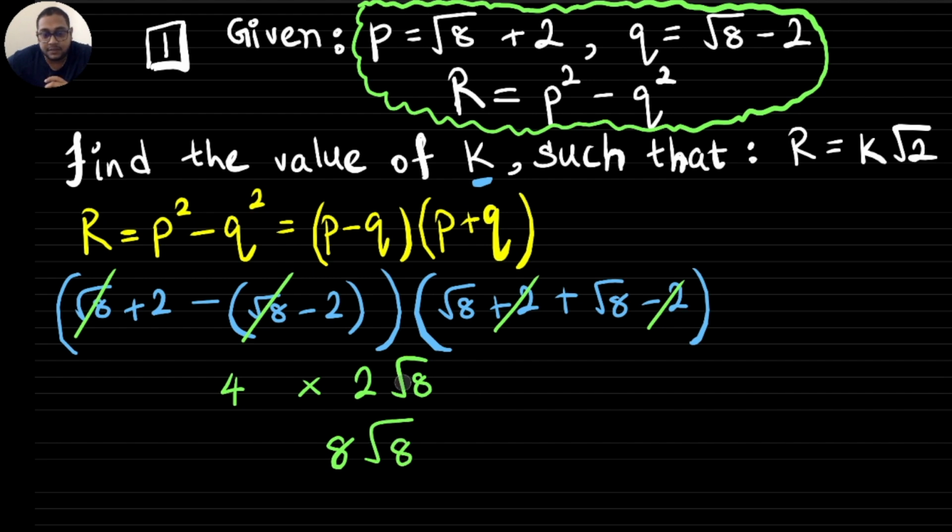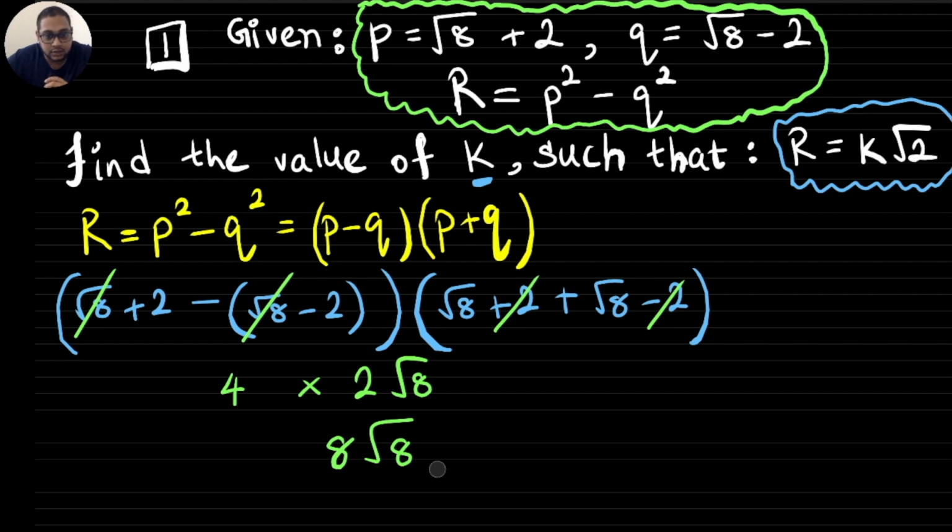We have completed about 80% of the answer. You need to keep an eye as to how r should be represented. R is equal to k times root 2. In this case, we have 8 root 8, but this root 8 should be converted to root 2. So how do we do that? By now, you might do a straight up calculation. That is, root 8 would be equal to 2 root 2.